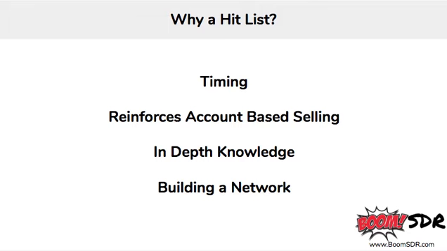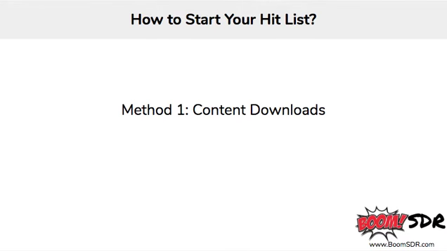All right, so how do we start a hit list? Well, there's two methods that I typically tell SDRs to do. Method one is just content downloads. Most organizations, their CRMs are vastly underutilized. Depending on the marketing tool or tech stack that you're using, you can actually go in to either your marketing software or your sales CRM and take a look at who's downloading the marketing content and interacting with the website.